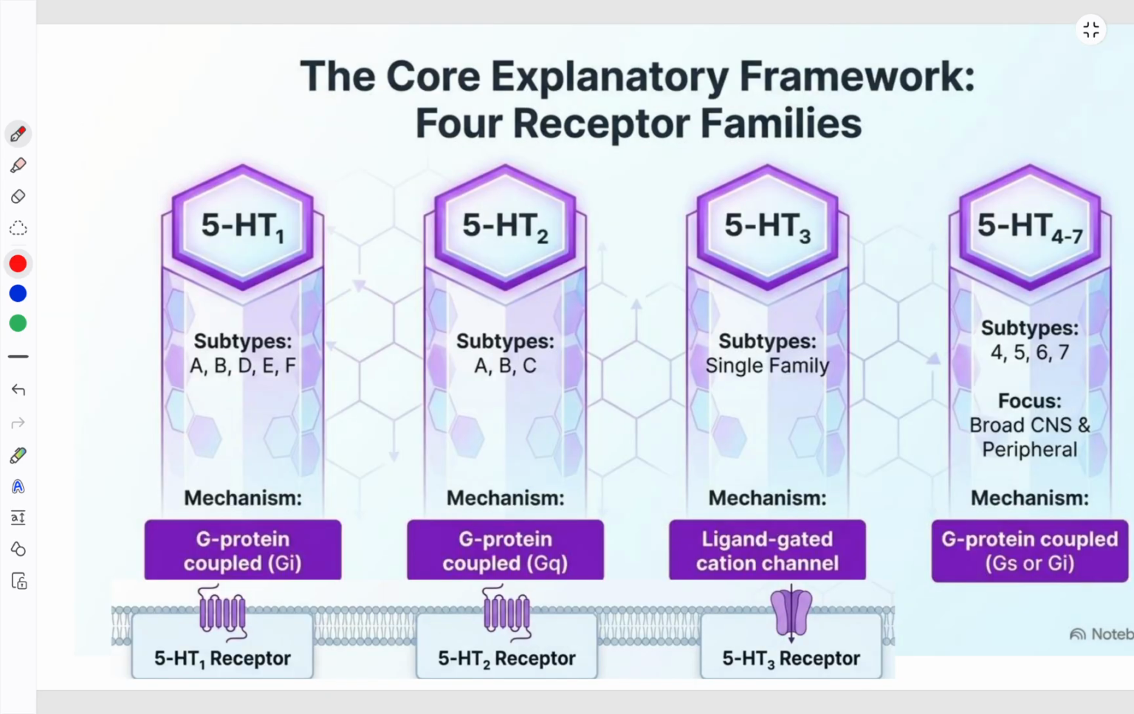Serotonin acts in the body through 4 major families of receptors, and these families are 5-HT1, 5-HT2, 5-HT3 and 5-HT4 to 5-HT7 group. Out of these, 5-HT1 receptors, 5-HT2 receptors and all 4 to 7 receptors are G protein coupled receptors, except 5-HT3, which is a ligand gated ion channel, also known as an ionotropic receptor.